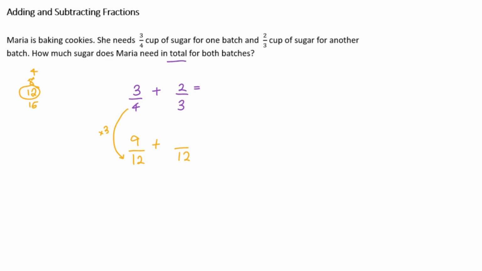3 times 3 is 9. To make 3 into 12, we've multiplied by 4. So we're going to do 2 times 4, which is 8. And if we do 9 plus 8, that gives us 17. The denominator remains 12. So this is a top-heavy fraction, and we can therefore write it as a mixed number. So we can write this as 1 and 5/12 cups of sugar. And this is our final answer.